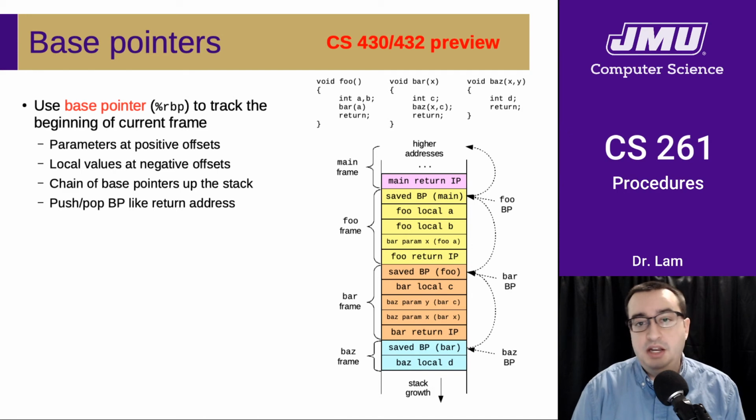So the idea, once you put all this together, is that you use the base pointer to track the beginning of the current frame. It's very nice because once you have everything set up, you can access all the parameters to the function using fixed positive offsets from the base pointer, and you can access all of your local variables using fixed negative offsets from the base pointer. And you'll just have these base pointers acting as sort of this chain up the stack, so that you can do a stack trace like GDB does. And so you just sort of push and pop RBP just like return addresses.